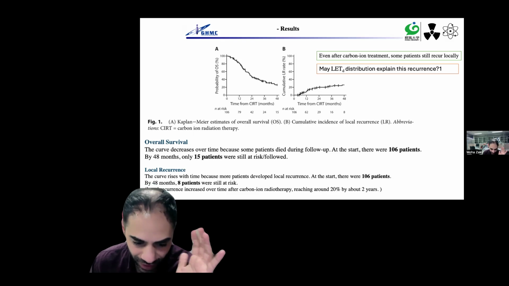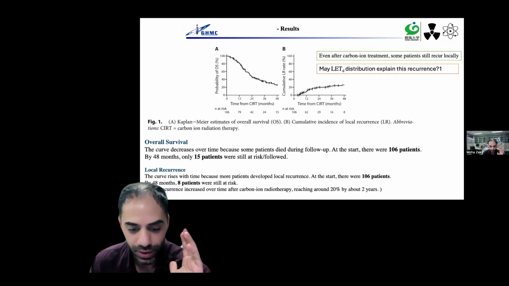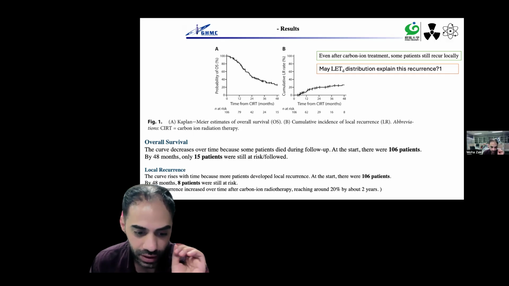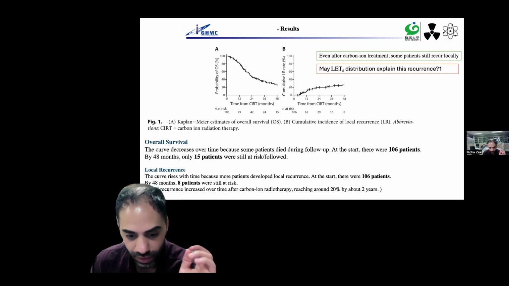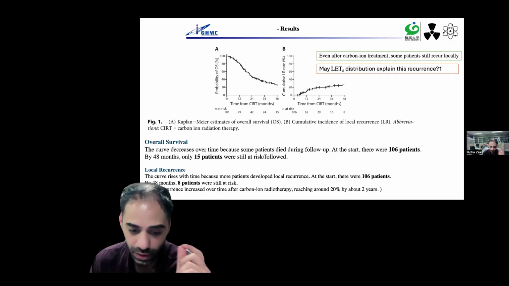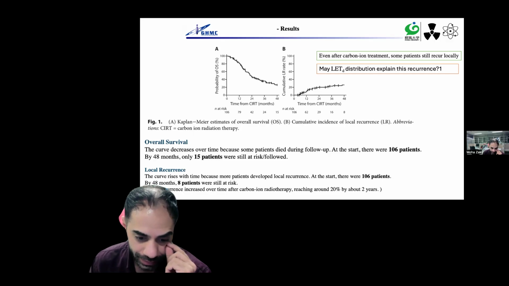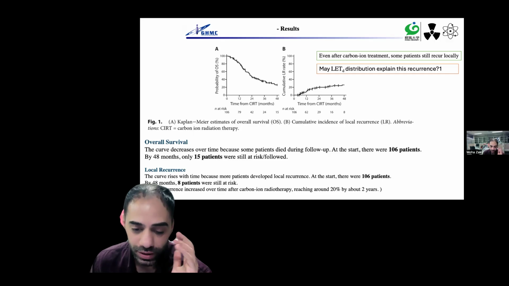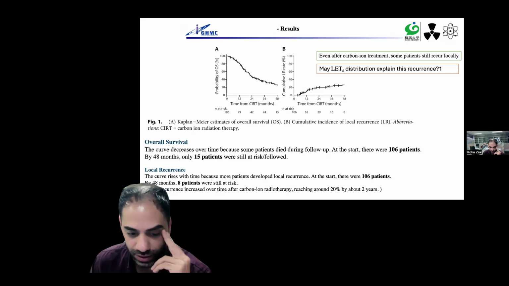So for the clinical outcome after carbon ion radiotherapy, the overall survival shows a gradual decrease over time, and the cumulative local recurrence shows that local recurrence increases over time and reaches approximately 20% at 2 years.